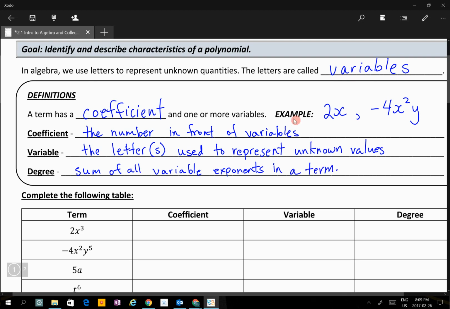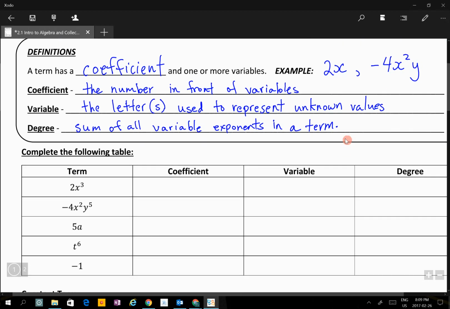So what does the degree mean? If you look at 2x here, the x has an invisible exponent of 1. So that 1 means that the degree of this term is 1. Here, negative 4, x squared, and y, my variables are x and y, so the exponent is 2, and the invisible exponent for y is 1. So 2 plus 1 is my sum, and 2 plus 1 is 3. So the degree of this term would be 3.